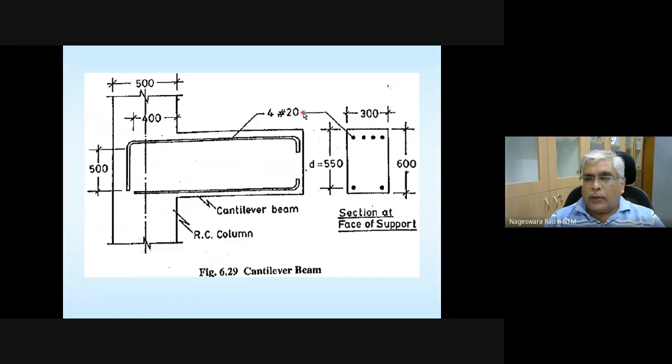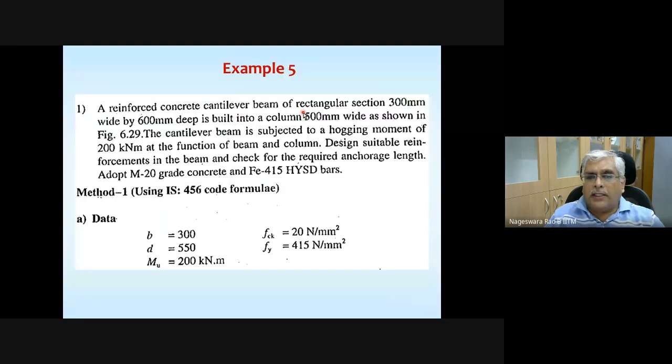So now let's proceed to the problem statement. The cantilever beam is subjected to hogging moment of 200 kilonewton meter at the junction of beam and column. There is a typing mistake. At the junction of beam and column, at the face of this column.